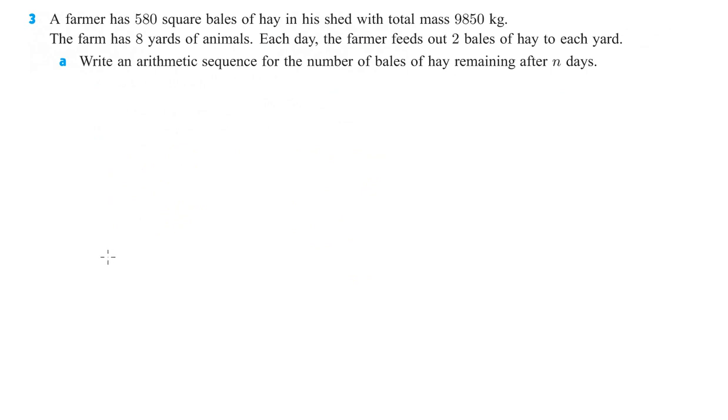Number 3: a farmer has 580 square bales of hay in his shed with a total mass of 9,850 kilograms. The farm has 8 yards of animals. Each day the farmer feeds out 2 bales of hay to each yard. Write an arithmetic sequence for the number of bales of hay remaining after n days.